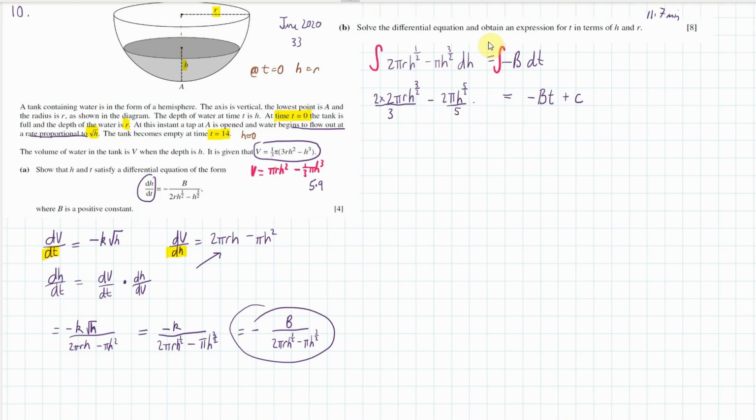And now we can simplify, so our next line should read 4/3 pi r h to the 3 over 2 subtract 2/5 pi h to the 5 over 2 equals minus bt plus c. Now, we're going to use some of this data.